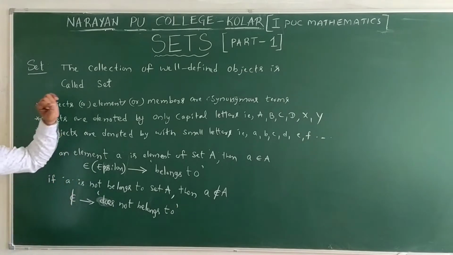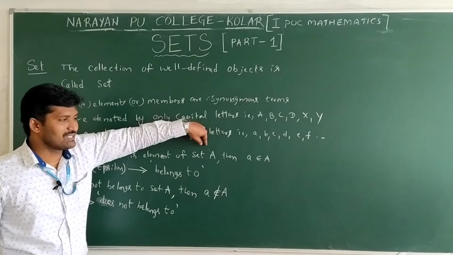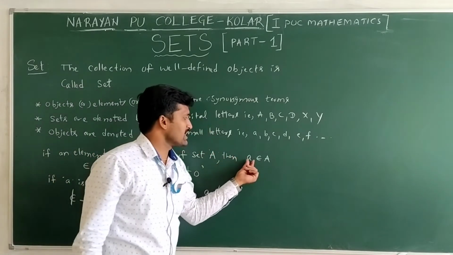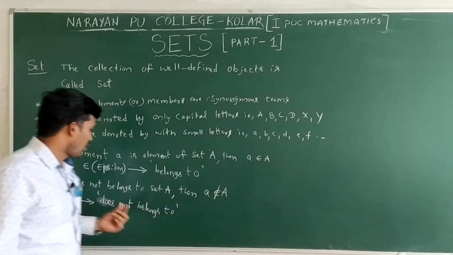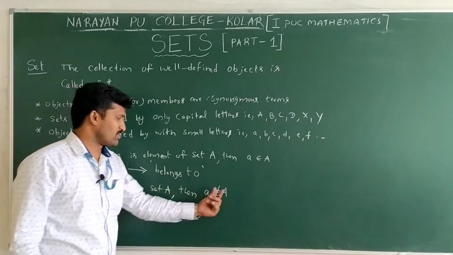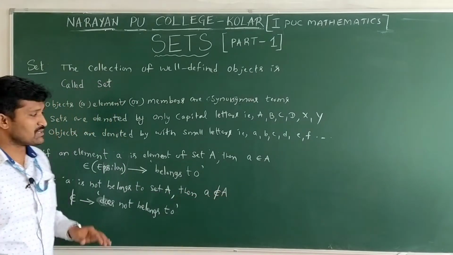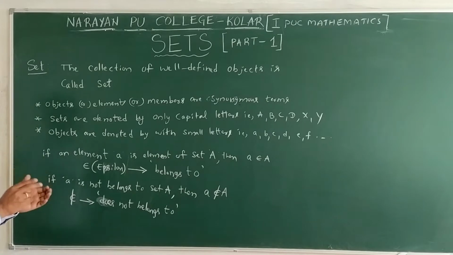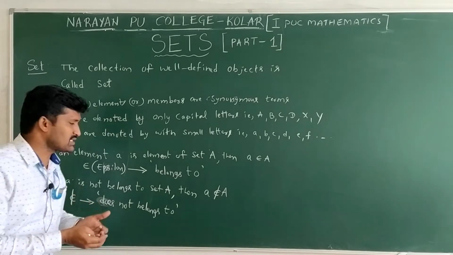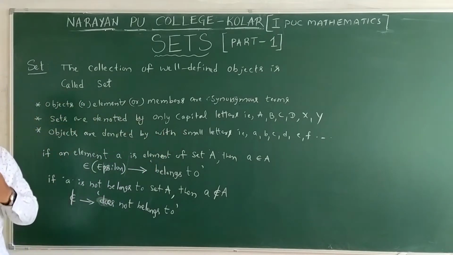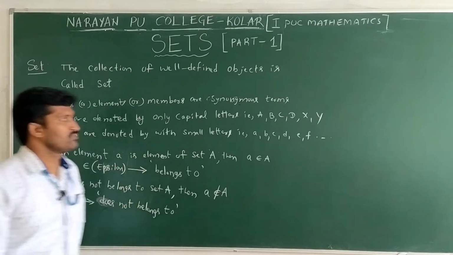If any element is a part of, or an element of, a set, we can write that the element belongs to the set. Not belongs to means like this: a does not belong to set A. This is a simple way to identify whether an element belongs to or is part of the set or not.